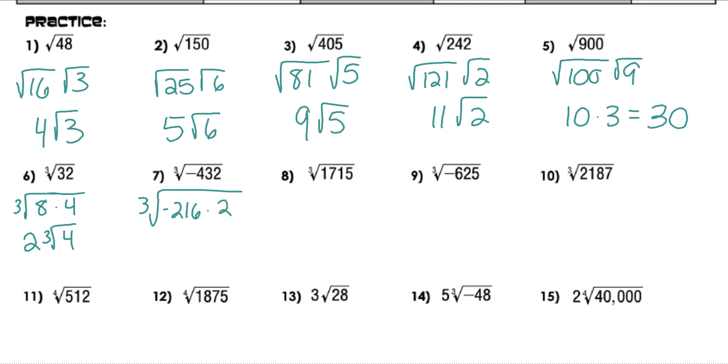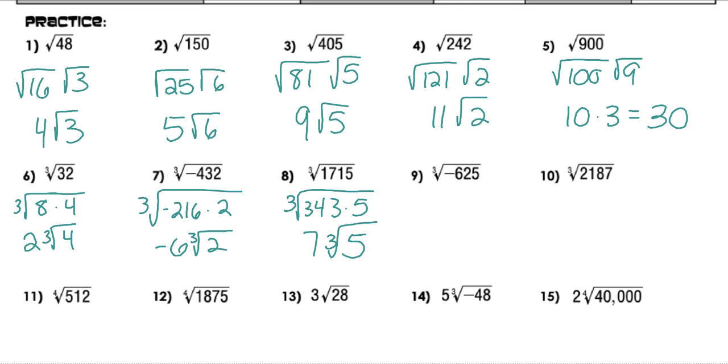And the cube root of negative 216 from my table is negative 6 cube root of 2. So we're going to leave that part in the radical. 1715, that is divisible by 343, which is one of our perfect cubes, and that would be times 5 to get up to 1715. So when I simplify that, I get 7 cube root of 5.